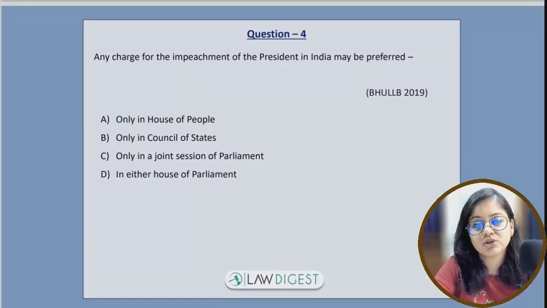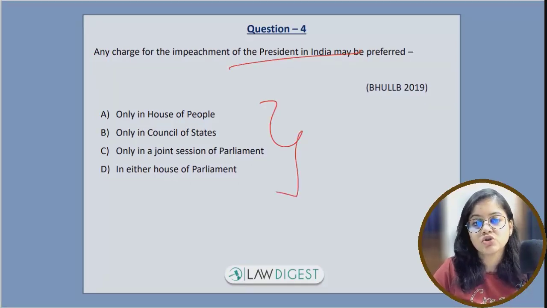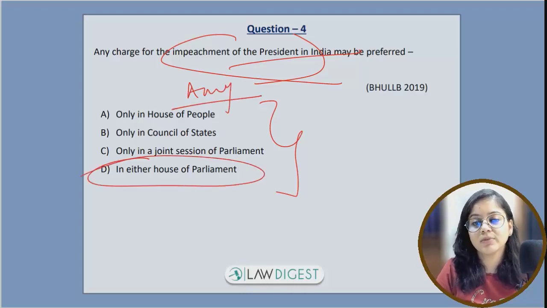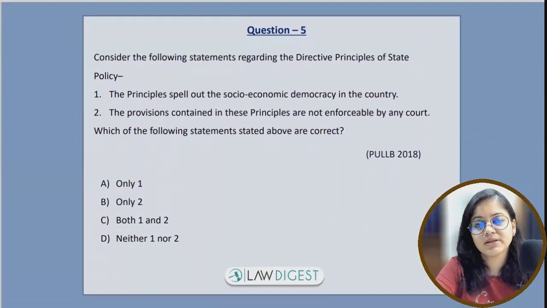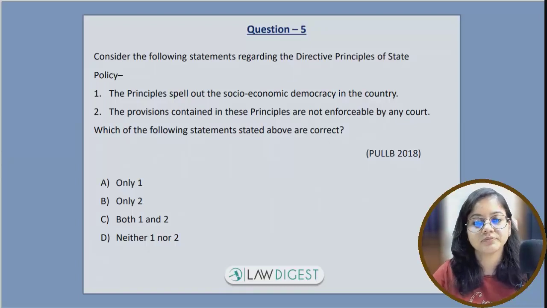Then next question is, any charge for impeachment of the president may be preferred in which of the houses? So कोई भी charge जो impeachment को लेके है of the president, it can be preferred in any of the houses. So in either house of the parliament this charge can come up. So option D is the correct answer. Impeachment of president is an important topic and I would say कि president के relation में जितनी भी सारी provisions हैं constitution में वो आपको अच्छे से पता होनी चाहिए.